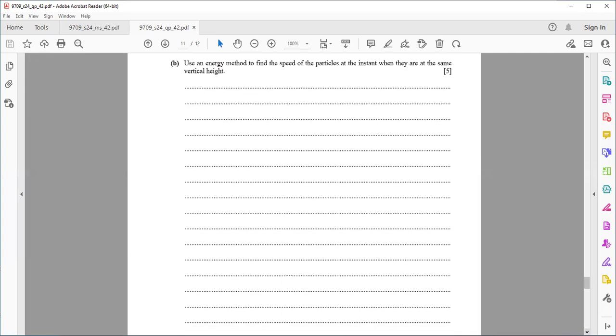Use the energy method to find the speed of the particle at the instant when they are at the same vertical height. I have to draw the figure by myself so that you can understand. Suppose the figure is just like this one. That is the portion over here, and that's the portion of this inclined plane.